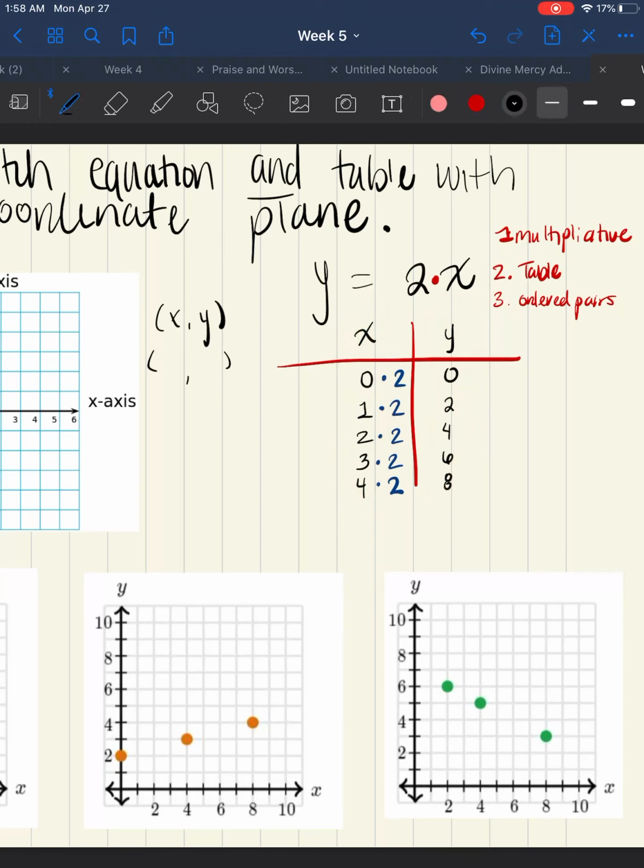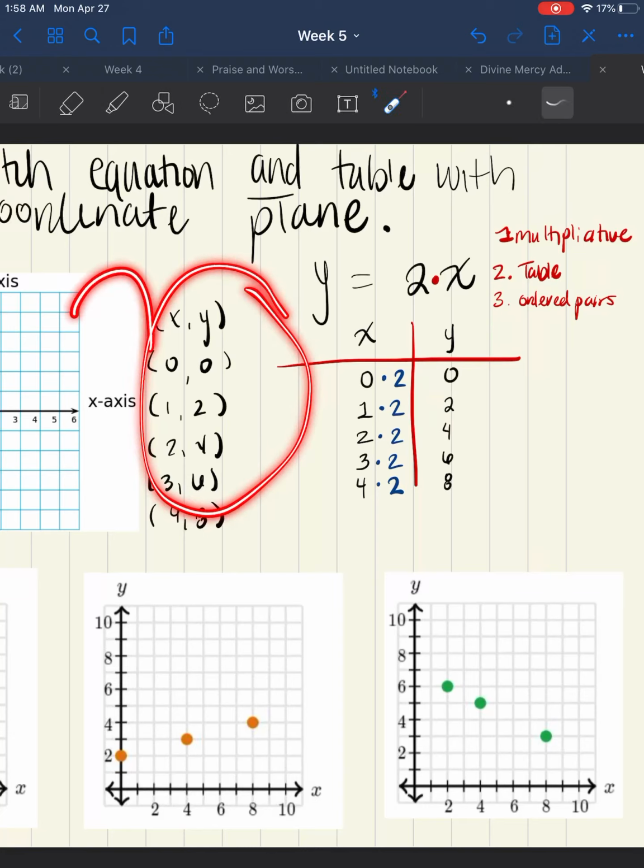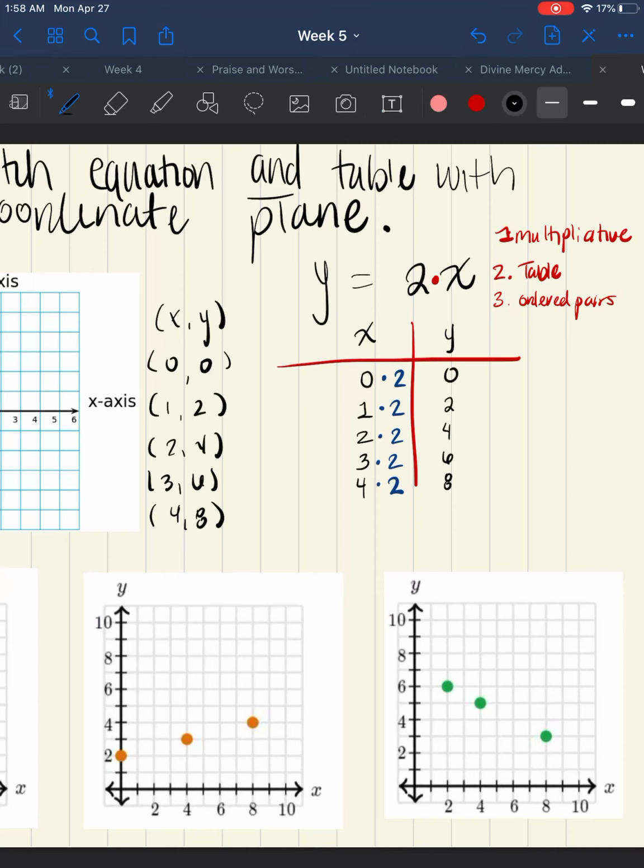So I'm going to go ahead and write it down. The first ordered pair that I have is 0, 0, which is again the origin. Then I have 1, 2. Then I have 2, 4, 3, 6, and 4, 8. This is what I'm going to use to start plotting or graphing on my table.